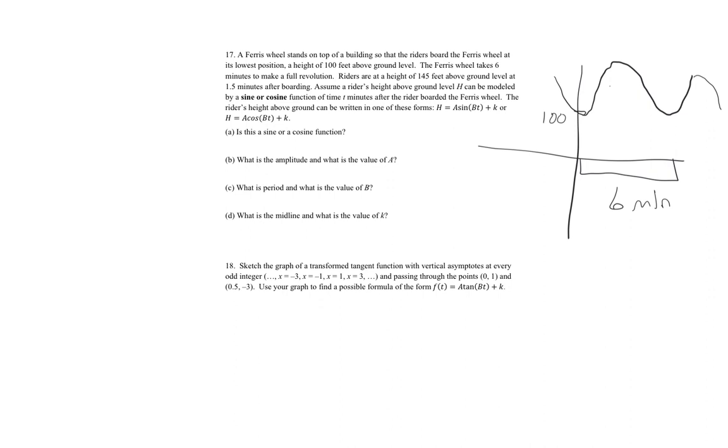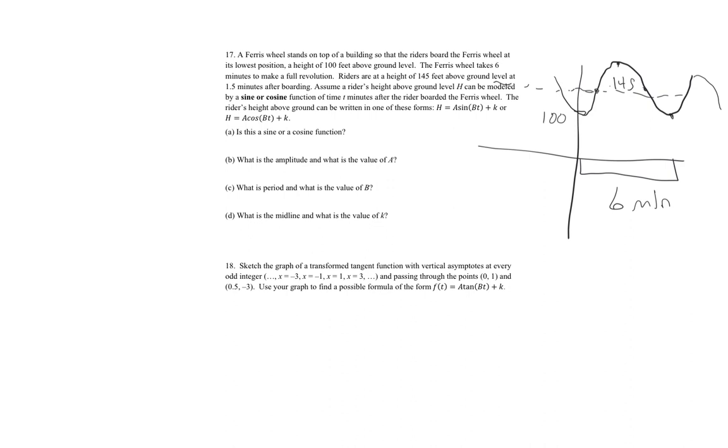So we're told it takes 6 minutes to make a full revolution. Riders are at a height of 145 feet above the ground level at 1.5 minutes. So 1.5 minutes is right here. So we can think about our period split into 4 pieces. In the first quarter, we're going to be halfway up. And so this tells us that our midline is at 145 feet. And that's because 1.5 is a quarter of our period.